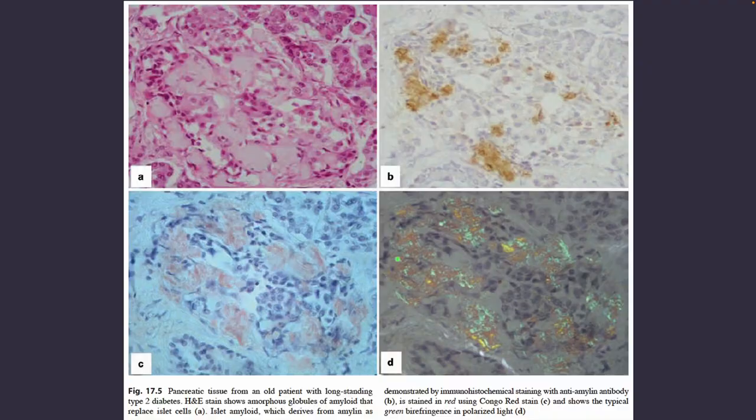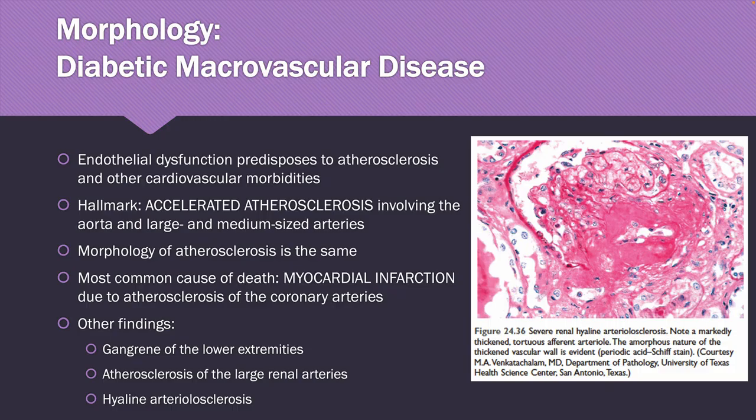apple green birefringence. For diabetic macrovascular disease, I mentioned kanina, di ba, na basically, your AGEs are the ones cross-linking proteins, and the AGEs is the one being lined up in the basement membrane ng blood vessels mo. So, because of this, meron kang endothelial dysfunction, and that predisposes the patient to atherosclerosis and other cardiovascular morbidities. The main hallmark is accelerated atherosclerosis involving the aorta and large and medium-sized arteries.